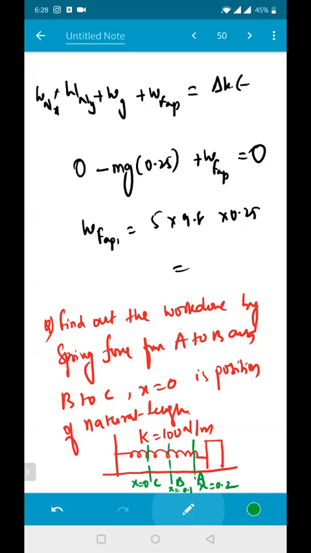As in the given diagram, x is the natural length. It has gone from C to B by 0.1. From B to A, it is 0.2. At A, the distance is 0.2. What is being asked? Find out the work done by the spring force from A to B. Chalo, try to do it out. Can anyone give me the answer?